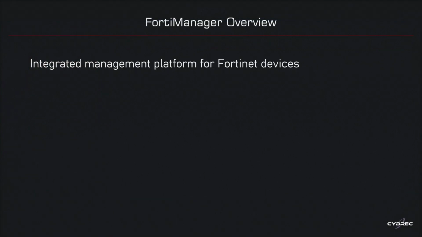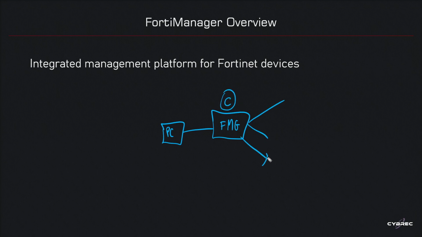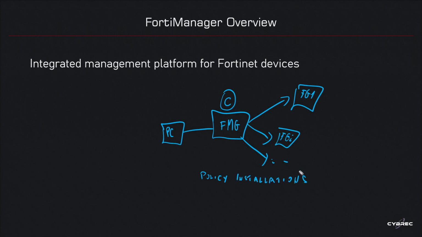So the idea is, once again, just to make sure that we are on the same page. Instead of connecting to individual Fortinet systems, we will connect to the FortiManager and make configuration changes on the manager, and then send these changes to managed systems like FG1, FG2, and so on. So this is known as a policy installation, the process of sending those changes for enforcement on our devices.